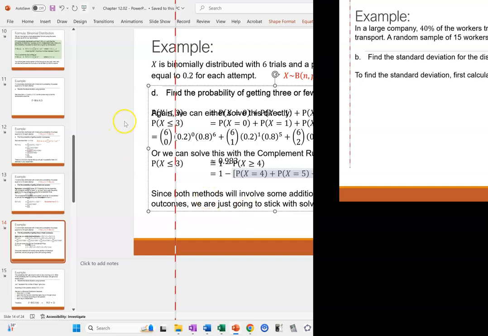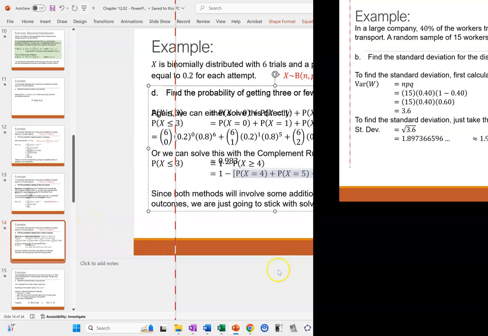Part B asks then to find the standard deviation of this distribution. So to do that, I'm going to first calculate the variance and then take the square root of the variance. Since it's a binomial distribution, I know the variance is n times p times q. 15 trials, 40% success, so 60% failure. So the variance should be about 3.6. And if I take the square root of that, I get this guy here as my standard deviation.